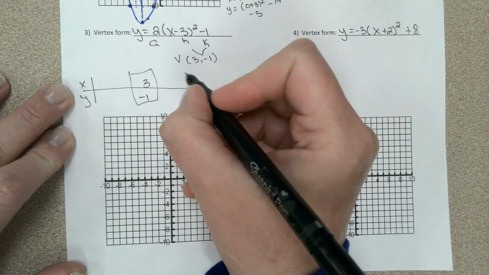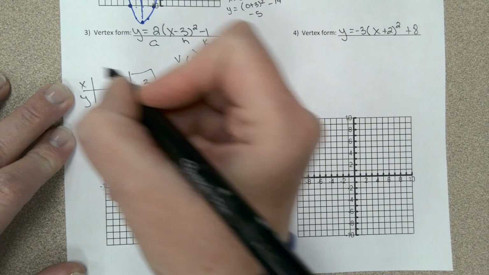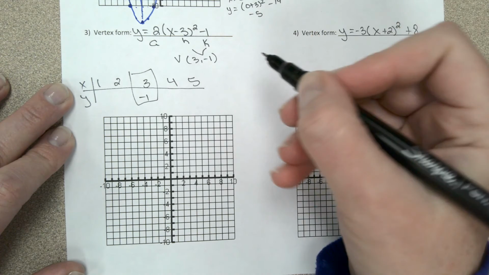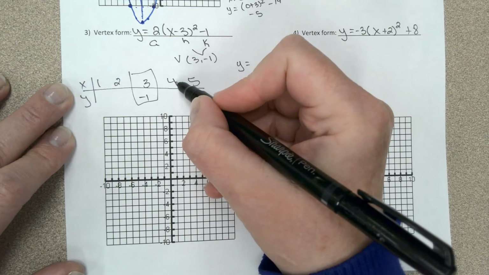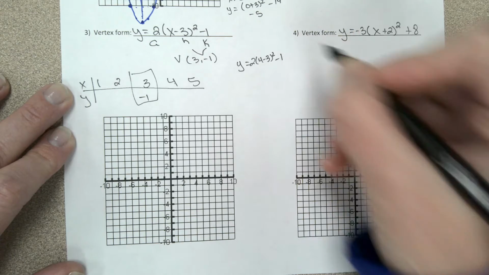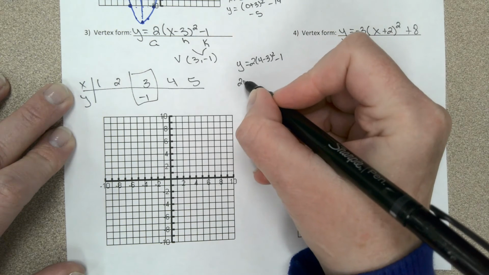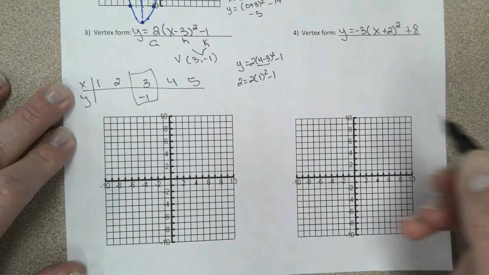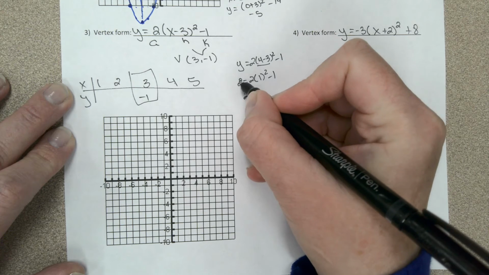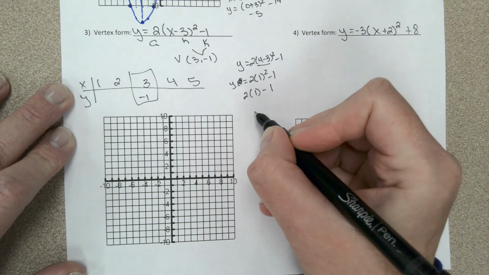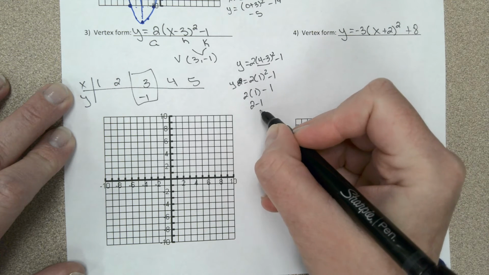I'm going to choose values that are bigger, bigger, smaller, smaller. I'm going to plug 4 in for my x right now. You have to remember to do your parentheses first. And then we're going to square the 1. So I have 2 times 1 minus 1. And 2 minus 1 is 1.